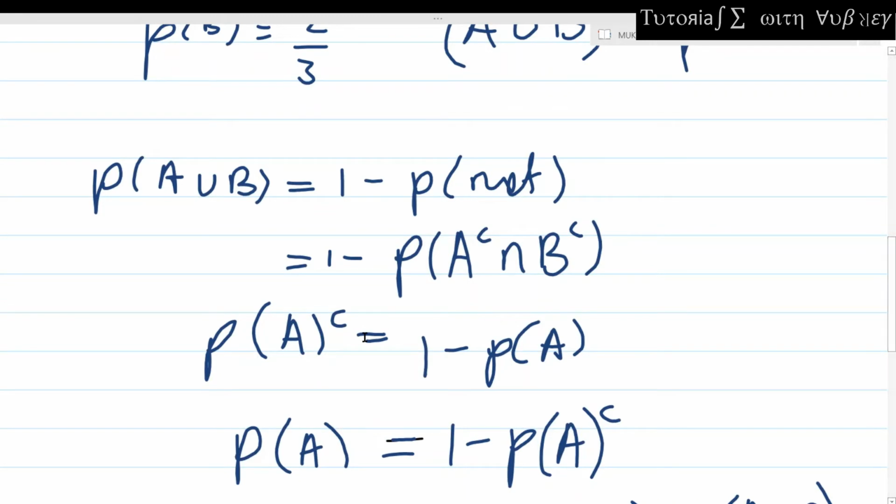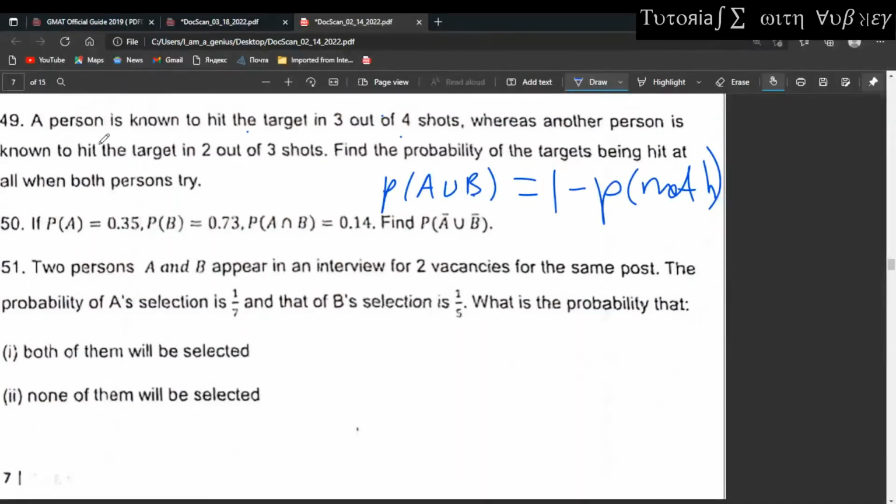Yeah, and another thing that you should look out for is when you read our question, just go back to our question. A person is known to hit the target 3 out of 4 shots, whereas the other person is known to hit the target 2 out of 3 shots, right? Here already we see that there are chances of the target not being hit, which is this part, 3 out of 4. He missed one. Same here, he missed one. So there is a chance of not hitting.